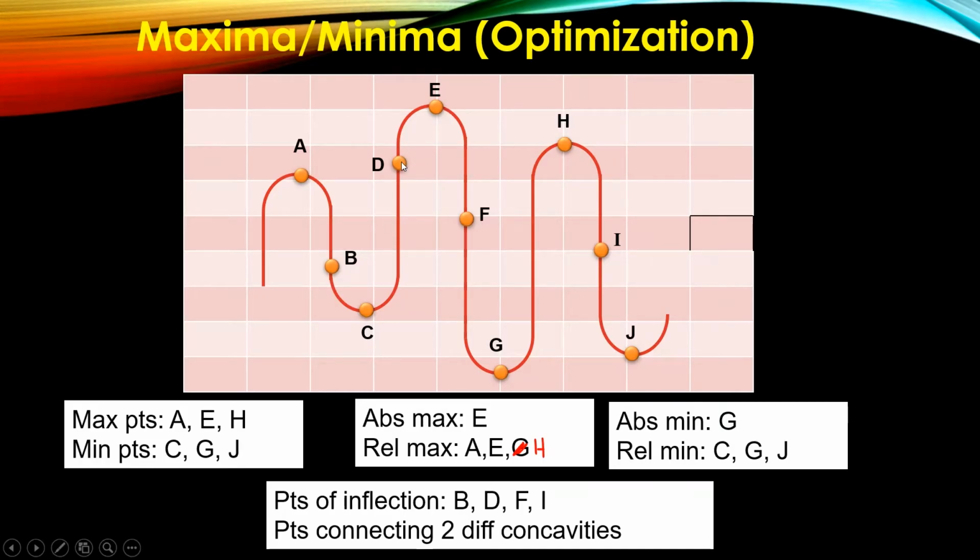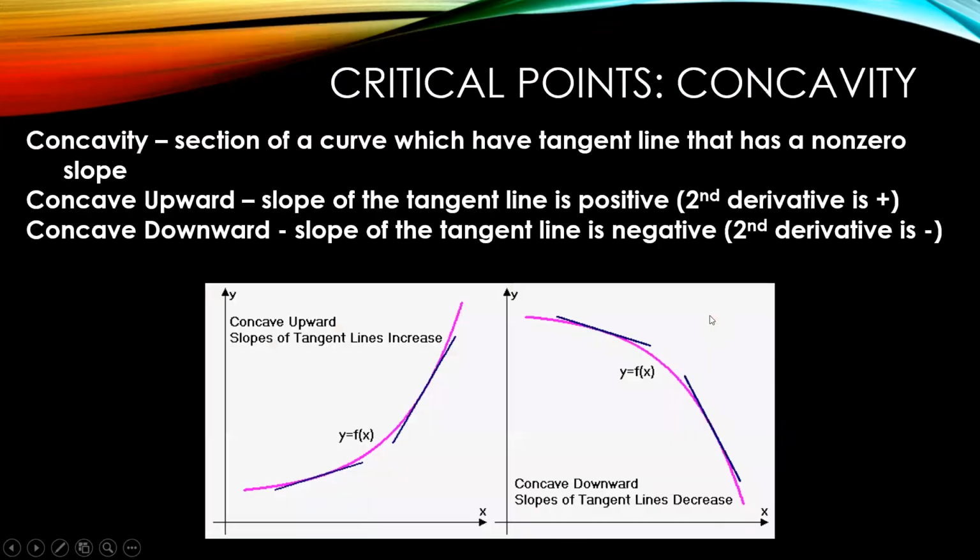On the right side of D, it's concave down. And then on the right side of F, it's concave up. On the left side of I, it's concave down, and so on. So those are points of inflection. So let's go to the definition.